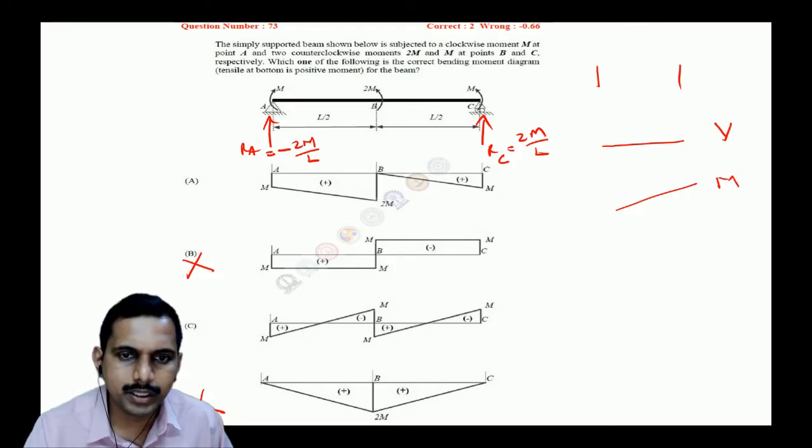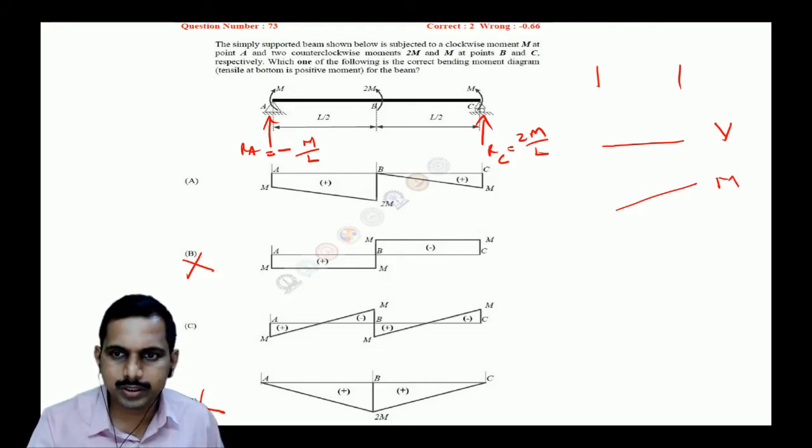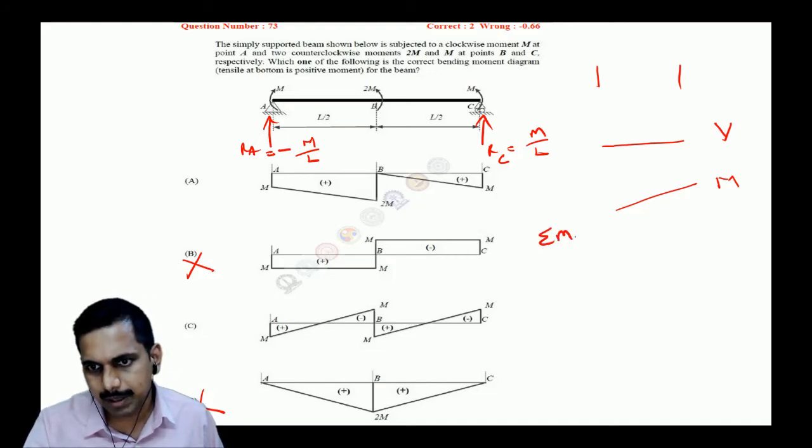I think it's not proper, right? It's M by L. I'm sorry. Correct? What is the answer? Can you tell me, students? It's not plus also. Let me say sigma MA is equal to 0.